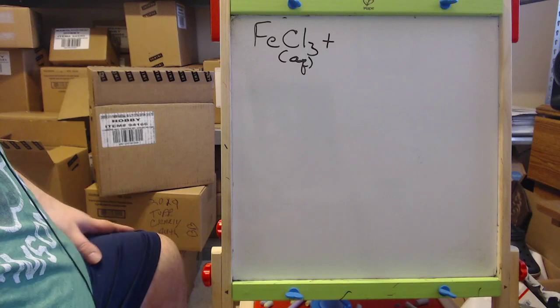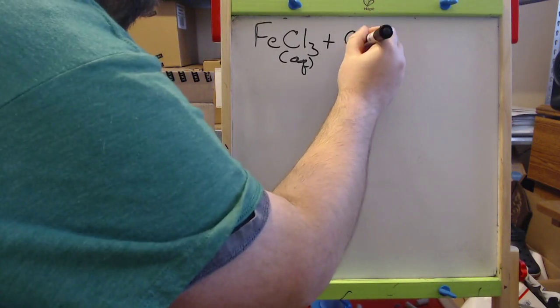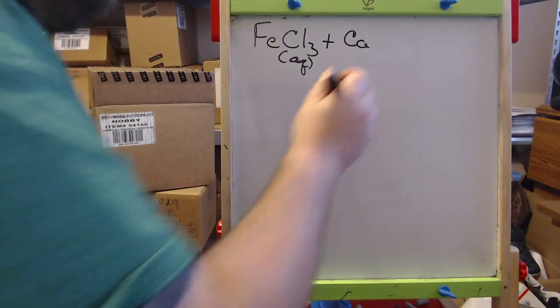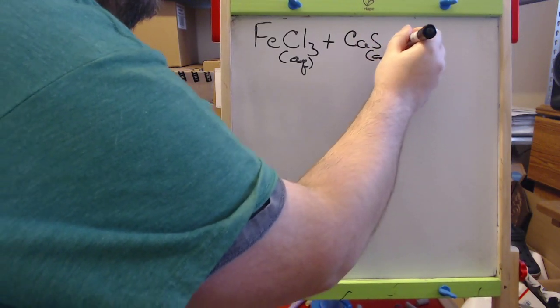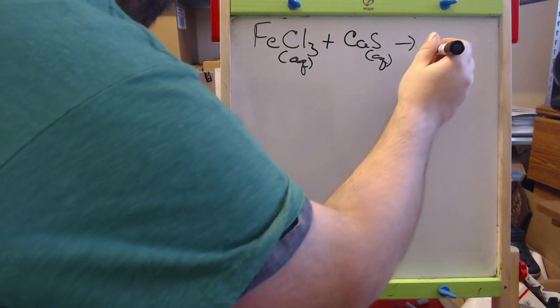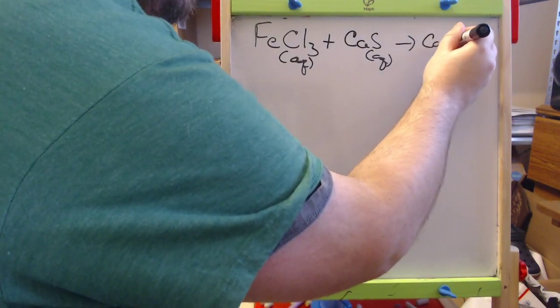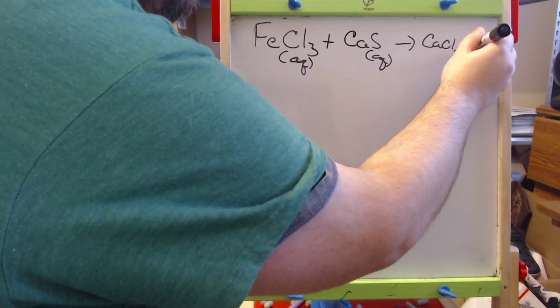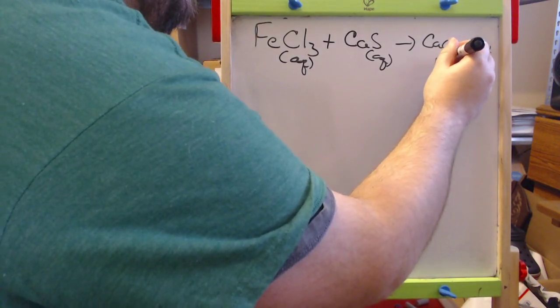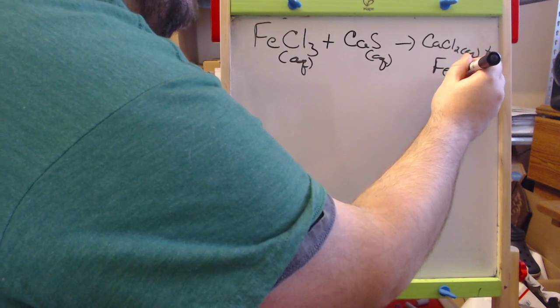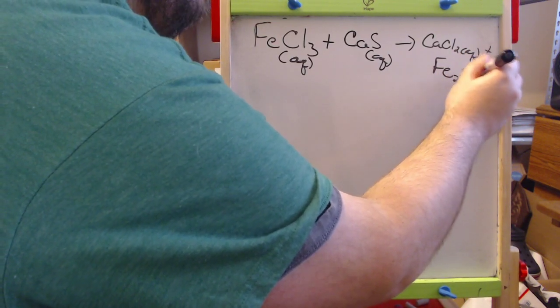calcium sulfide, which calcium is a +2, sulfur is a -2, so they're a 1-to-1 relationship. We're going to switch partners, and we're going to make calcium chloride, CaCl2, which should be aqueous, plus our solid iron sulfide, which should be Fe2S3.